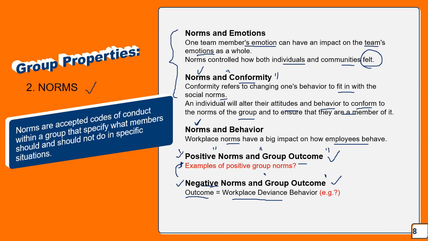And the last example of workplace deviance behavior is aggressive behavior. Okay, aggressive behavior is like yelling, cursing, threatening other group members. So this is the impact or the outcome of negative norms set by the group.